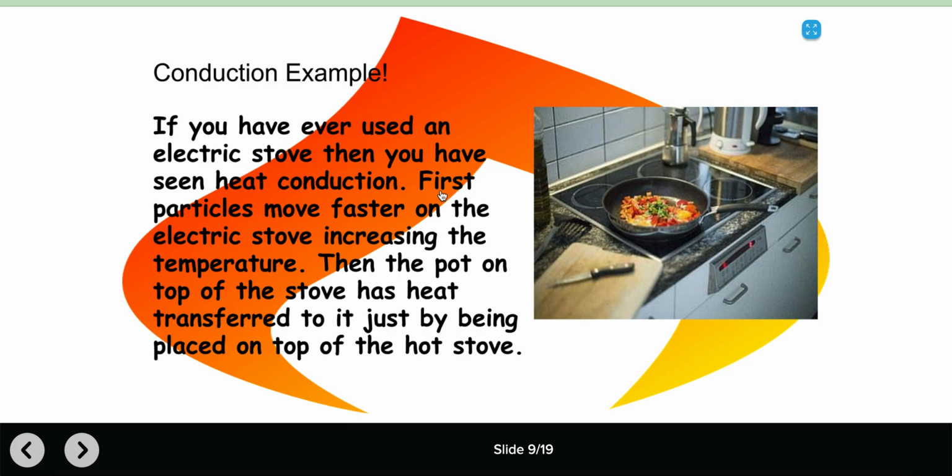So if you really want to dive in deep for a quick second, first with the stove, the particles are starting to move fast on this electric stovetop because you have all that kinetic energy built up. And then when a pot or frying pan is placed on top of the stove, the heat is transferred to it just by being placed on top because it has direct contact. That is the premise, the main point, so to speak, about conduction.